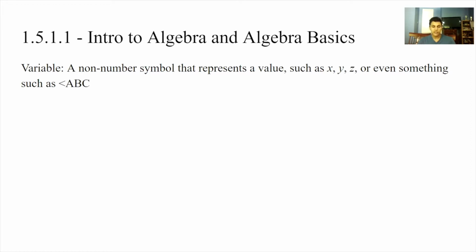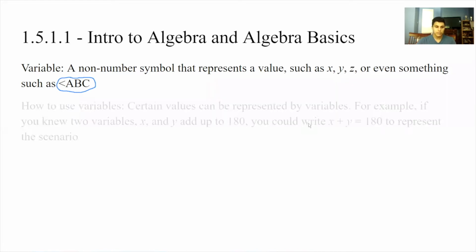So first, a variable is a non-number symbol that represents a value, such as x, y, or z, or it can even be something such as angle ABC. So in geometry, when we represent angles, we represent them like this. We have the angle sign, and then we have whatever letters form the angle. This is considered a variable because it's representing some value. Could be equal to 30, could be equal to 50, we don't know. But that's why we have variables in the first place, to hold the place of some number that we don't yet know the value of.